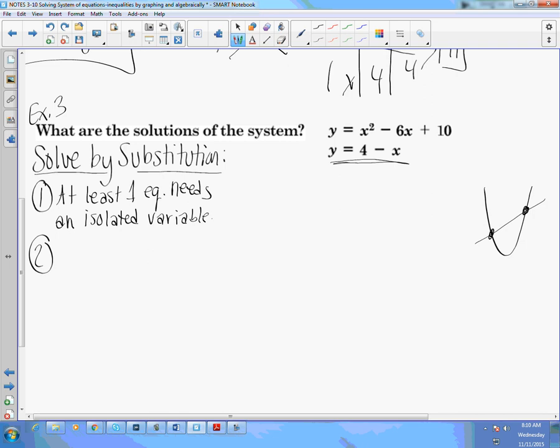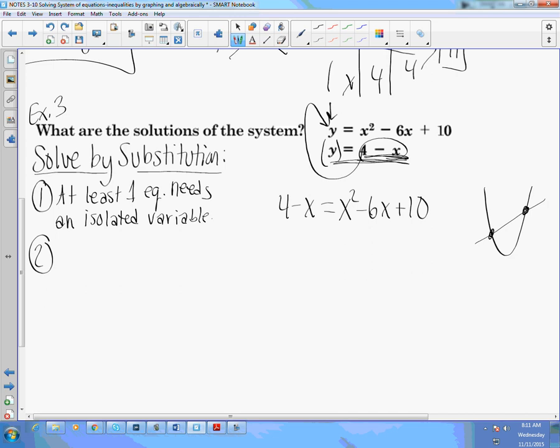So when they're equal, this y equals 4 minus x. So what would this y equal? 4 minus x. So I'm going to take this y and substitute it into that y. So instead of y equals, we write 4 minus x equals, and then x squared minus 6x plus 10.